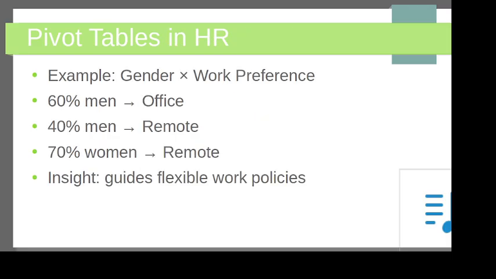Here is a practical HR example. Let's say we use a pivot table to cross-tabulate gender with work flexibility preference. The table might show that 60% of men prefer office work, while 40% prefer remote. In contrast, 70% of women may prefer remote work. This type of insight helps HR design flexible policies that address employee needs fairly, instead of assuming a one-size-fits-all solution.